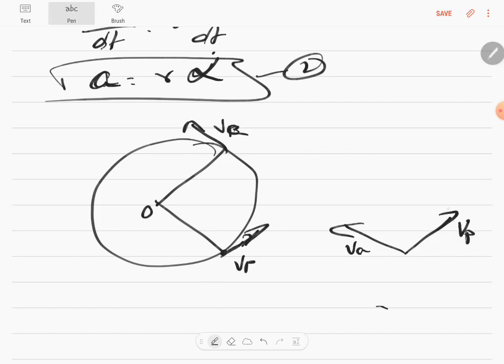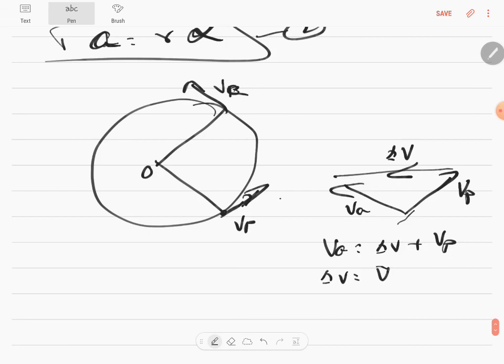According to triangle law, this is the resultant, delta V, in this direction. This is the same direction, this is the opposite direction. So VQ is equal to delta V plus VP. So delta V therefore is VQ minus VP. Are you clear? Write this first statement. Then you go for here.